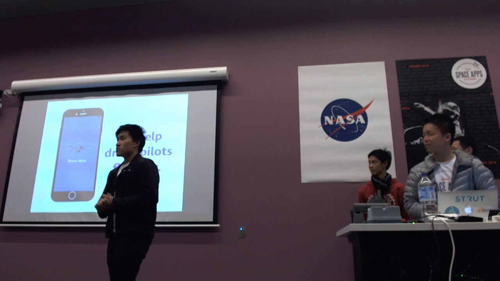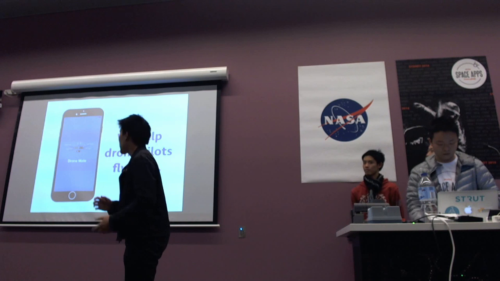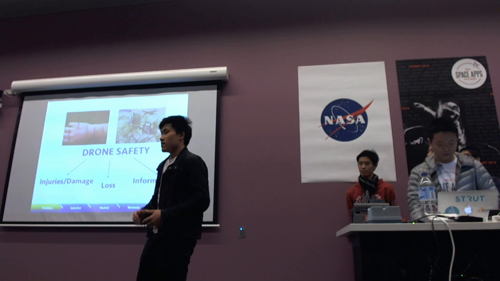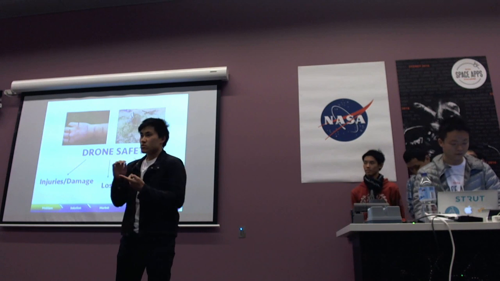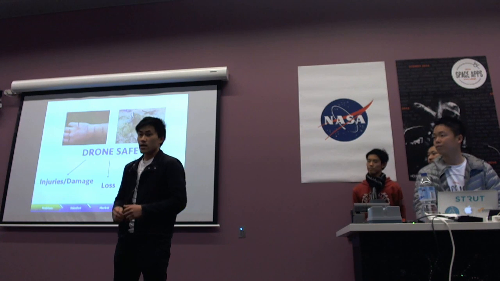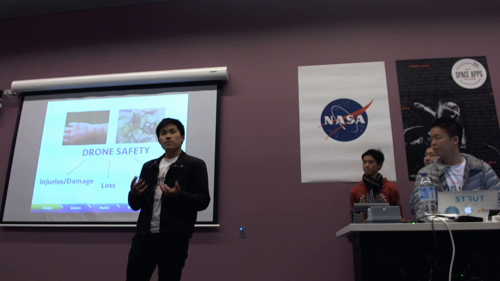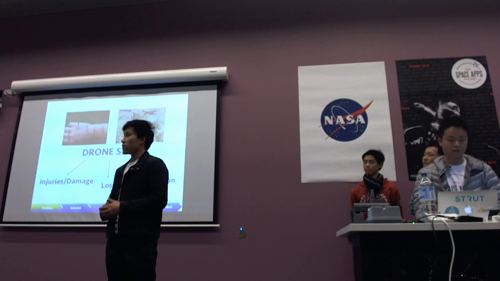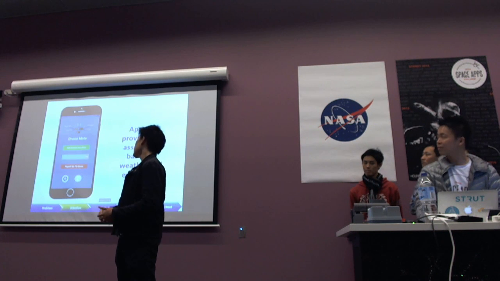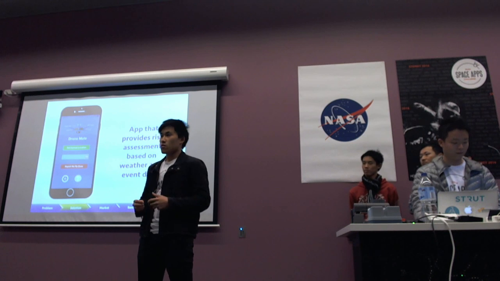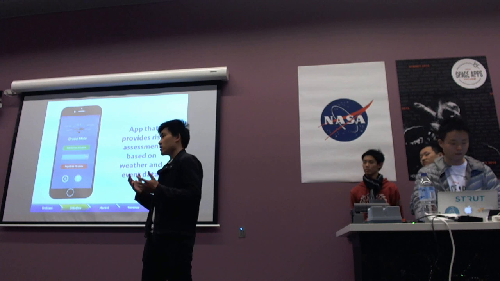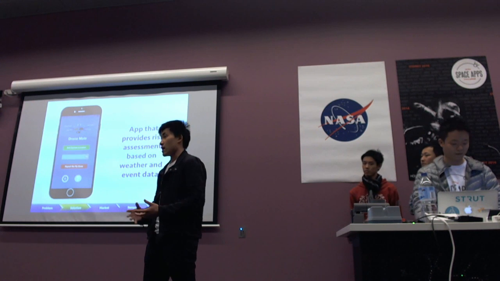We at DroneMate have the solution. We aim to help drones fly safer. We have identified through our extensive user research that drone injury and harm to other people around the drone is the number one concern for drone pilots, in addition to loss of drone, as well as information about what to consider before flying a drone. To combat this, we have developed a web app. This web app will provide a risk assessment of flying a drone, including the weather data and the event data surrounding the area and time to fly the drone.